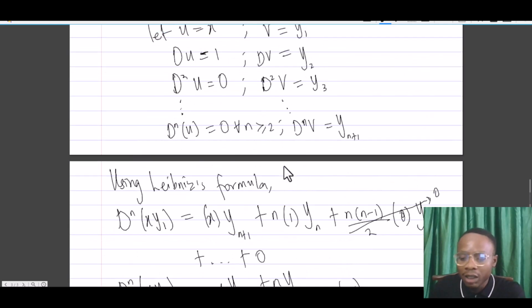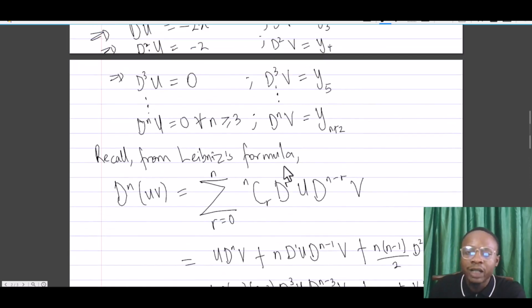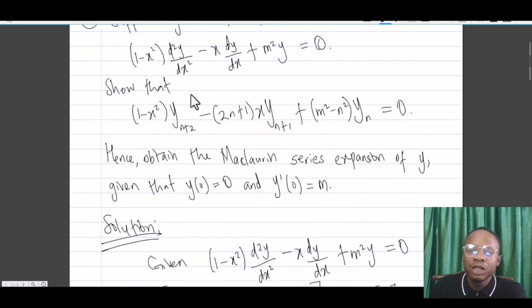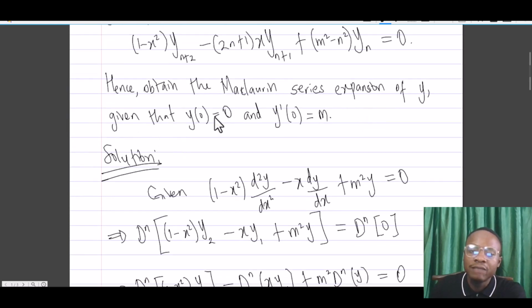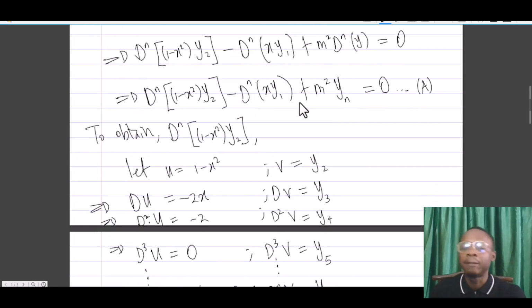I mean, going back up, we see that that's exactly the expression we were asked to establish was true. So I've been able to show that this was true. We asked to show that this was true, and we've done that right now. So the next thing to do is to obtain the Maclaurin series expansion of y, given that y of 0 equals 0 and y prime of 0 equals m.